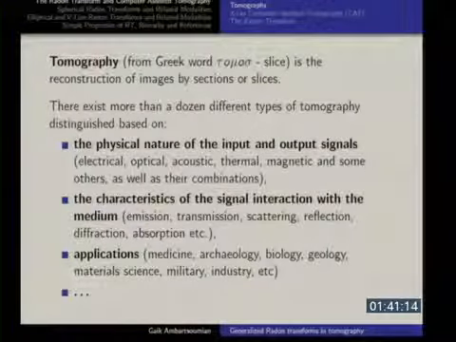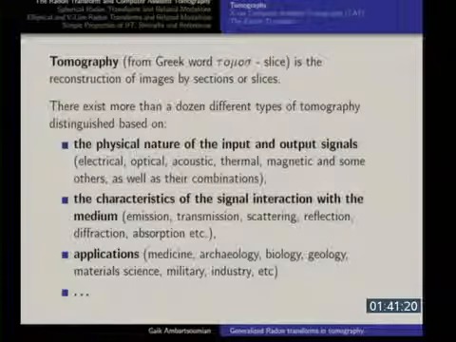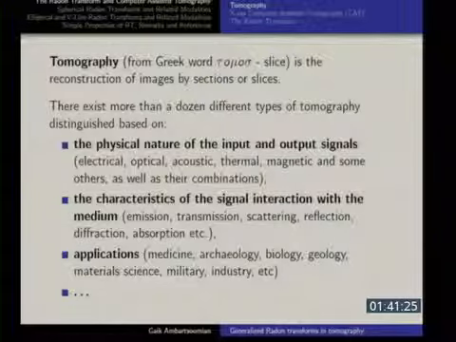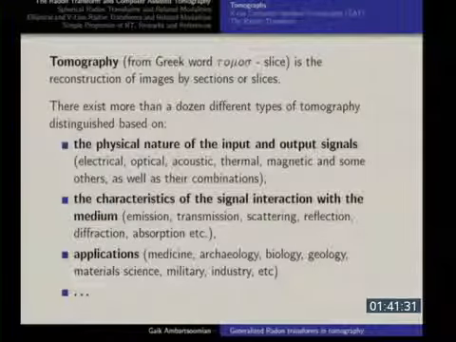Scattering tomography is where you send some sort of signal, acoustic or light or optical signal, and it scatters, and then you collect the scattered signal and try to recover what was happening inside. Reflection is when you send an acoustic signal and you listen to the echo coming back, and then there are diffraction, absorption, and so on.